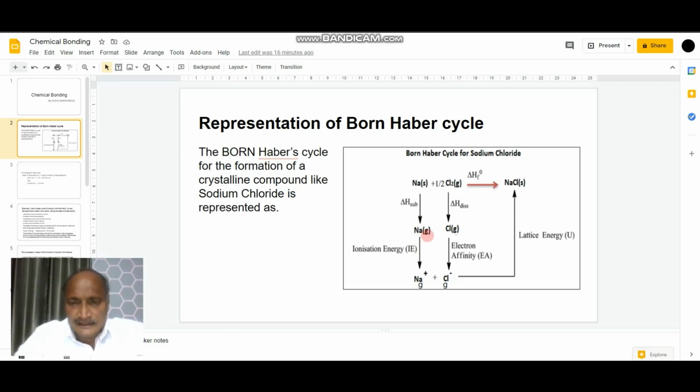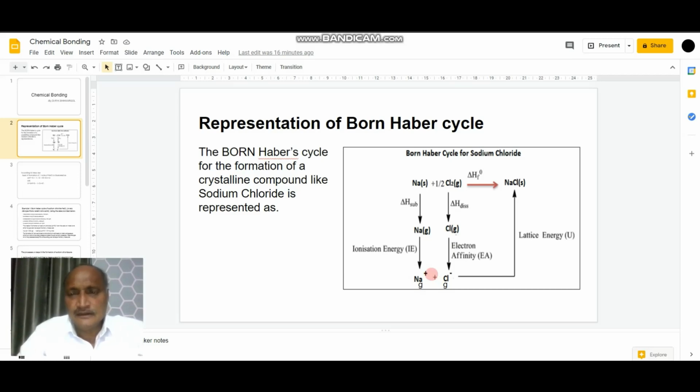Here the ionization of a gaseous sodium atom into a sodium ion in the gaseous state is done by supplying a certain amount of energy called ionization energy. When we supply a certain amount of energy in the form of ionization energy, that is IE, a gaseous sodium atom will be converted into a gaseous sodium cation.